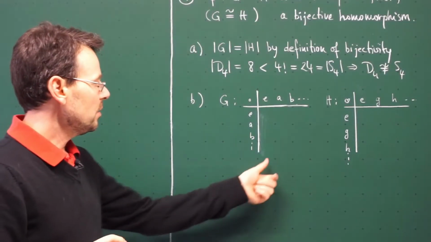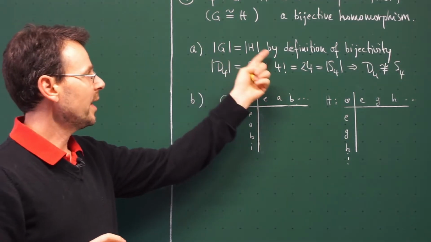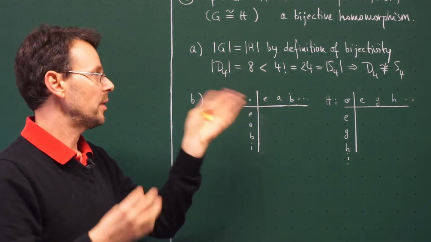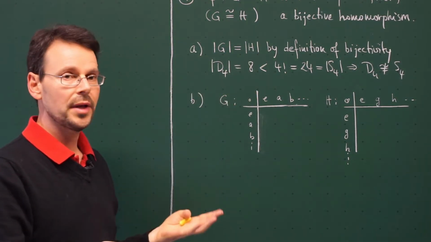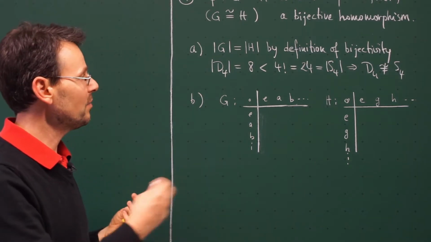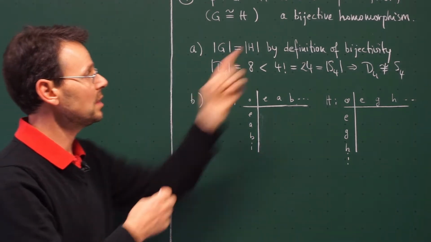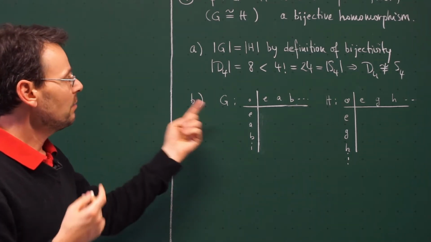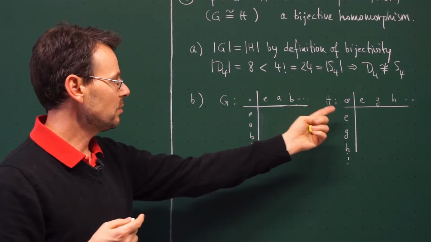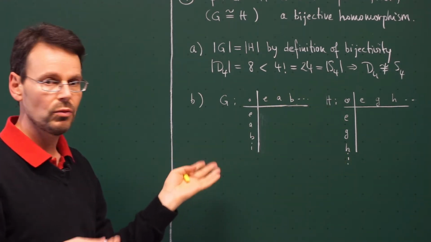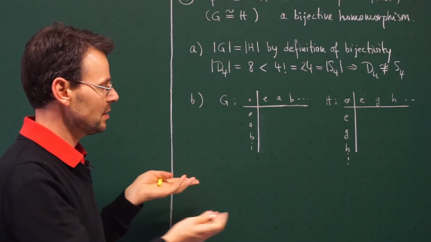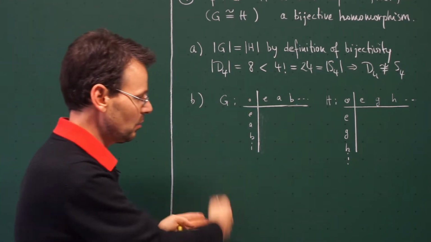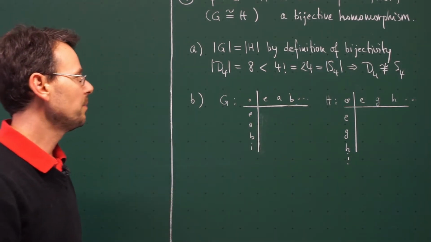Okay, part B. Very important, it is not enough to have the same order. There are groups of order 8 that are not isomorphic, so it's not enough to have a bijective map. It also needs to be a homomorphism. If we have a bijective homomorphism between groups, then they have the same group table. Of course, this only makes sense in the finite case, otherwise we can't write down the group table.